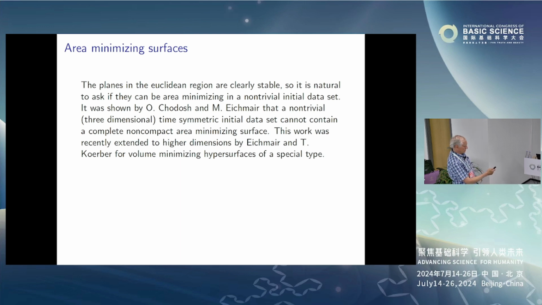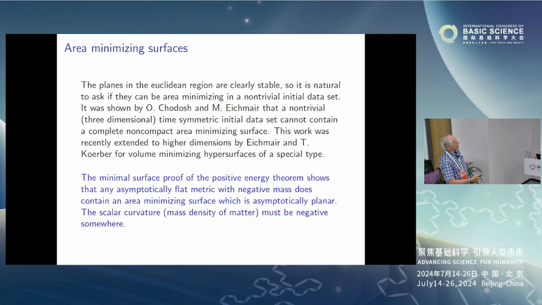And so this was proven in 3 dimensions by Chodosh and Eichmair. It's in the 3-dimensional time symmetric, that's p equals 0 case. And then it was very recently extended to higher dimensions by Eichmair and Thomas Koerber. And so actually the higher dimensional case is a little different. You do have area minimizing hypersurfaces in general, but they prove there are none which are limits of what are called isoparametric surfaces, closed surfaces, which are minima for the isoparametric problem. So you need some additional condition, some sort of stronger volume minimizing condition in higher dimensions.